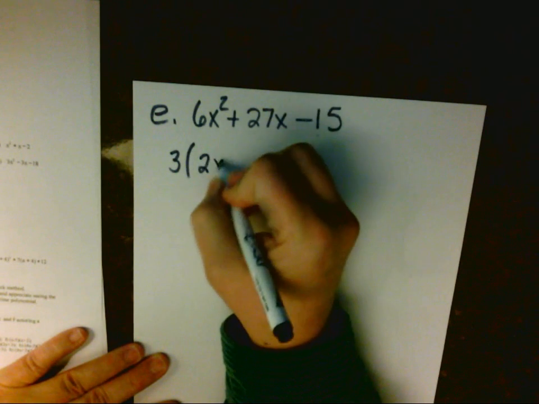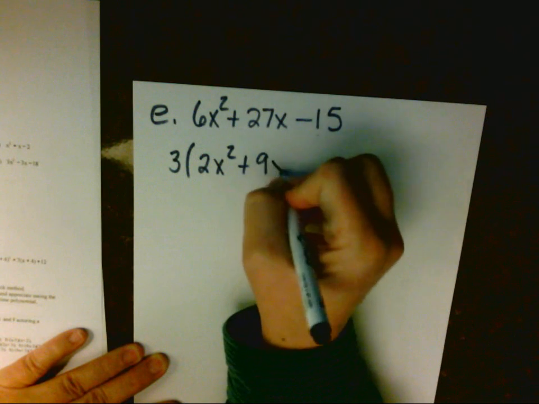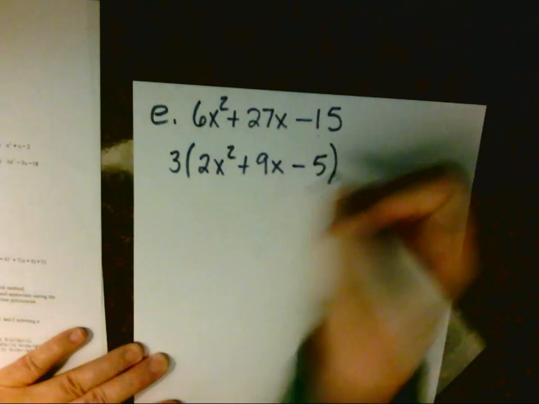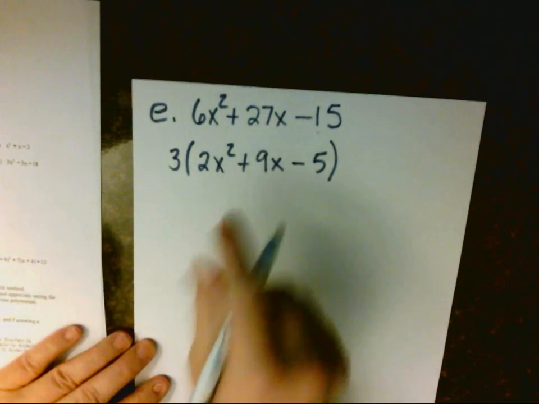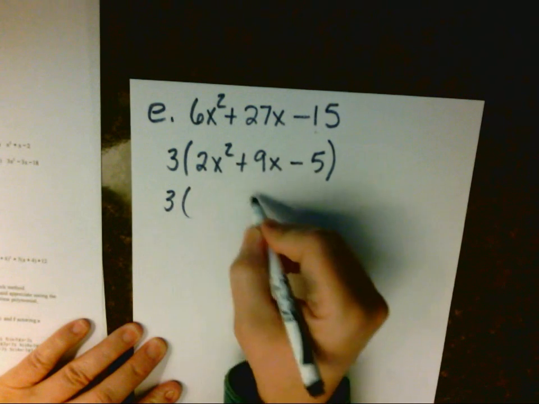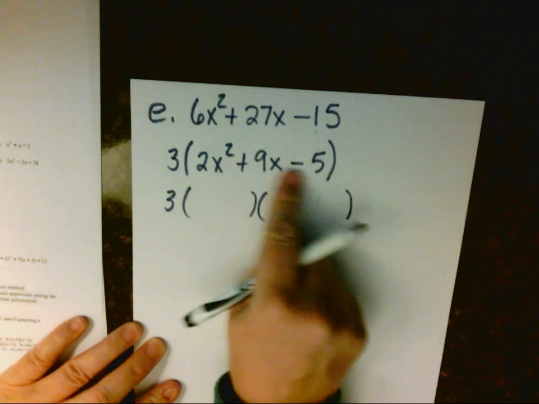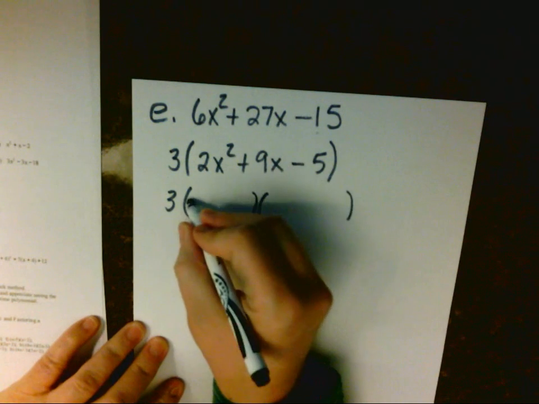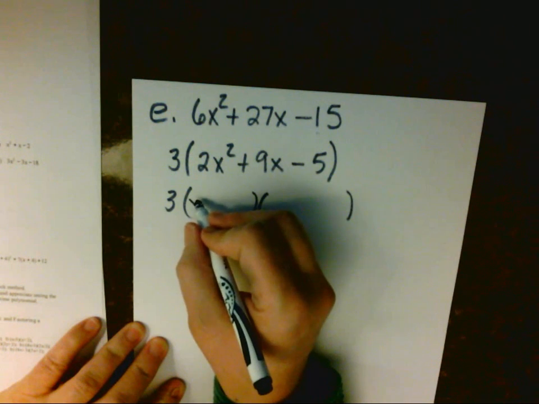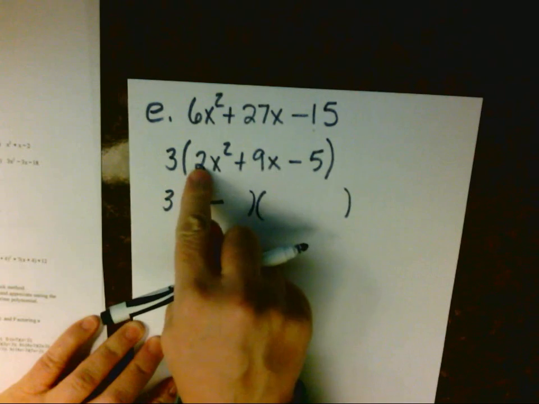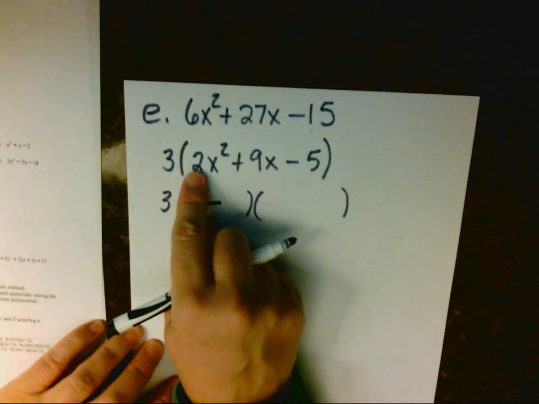Divide a 3 out of all the terms in the trinomial. Okay, so now I'll leave that 3 stuck out front and ignore it as I work. I need a negative at the end, so I'm going to have negative, but this is a 2x. Oh, we haven't had this before.